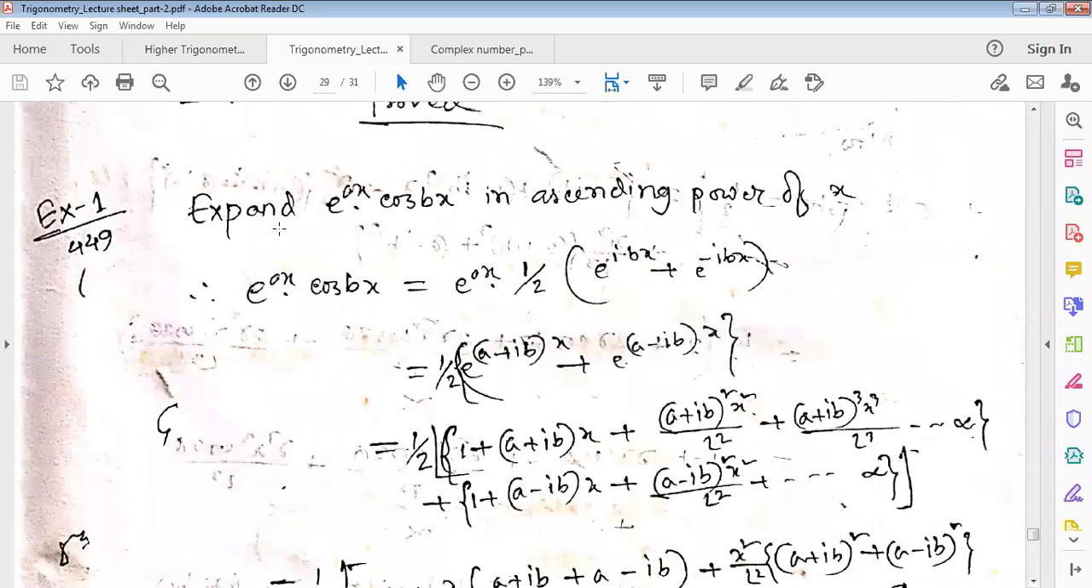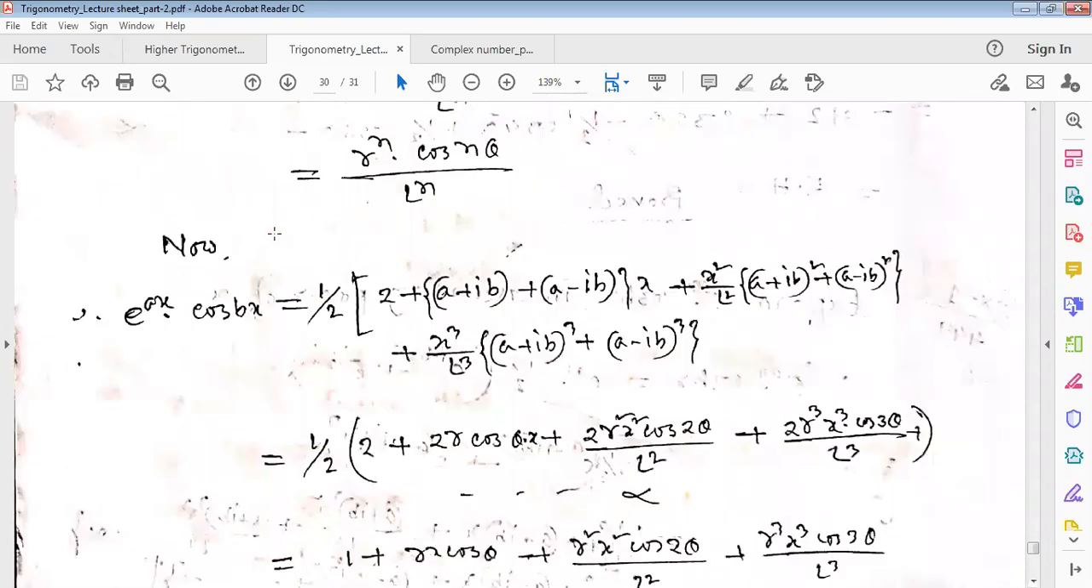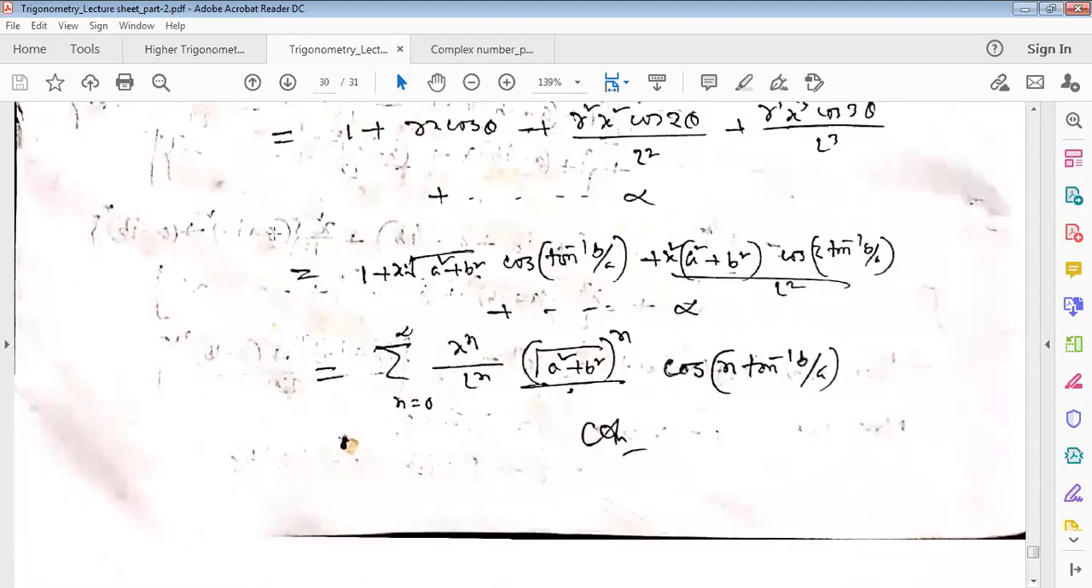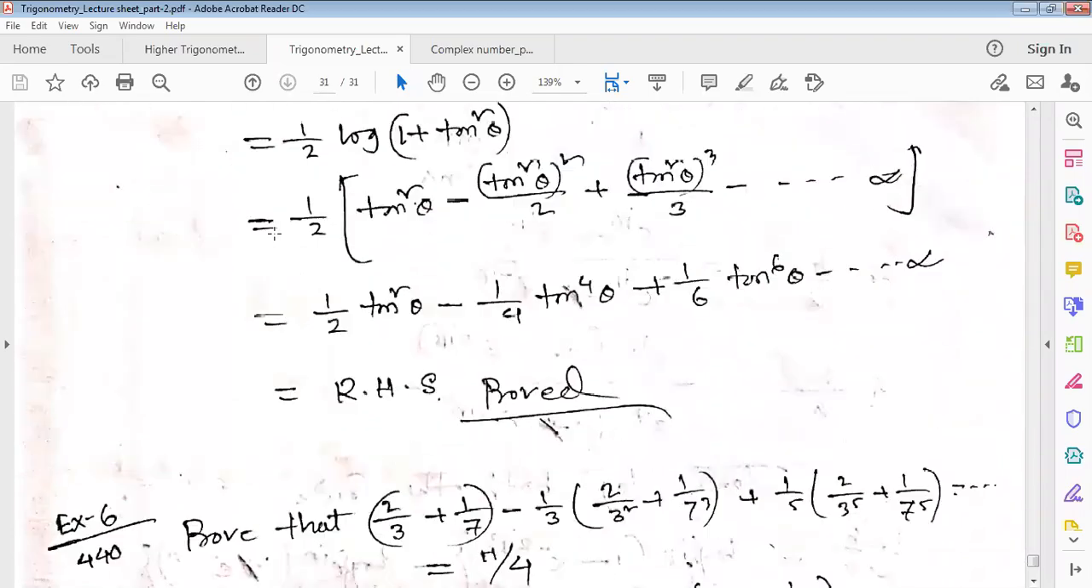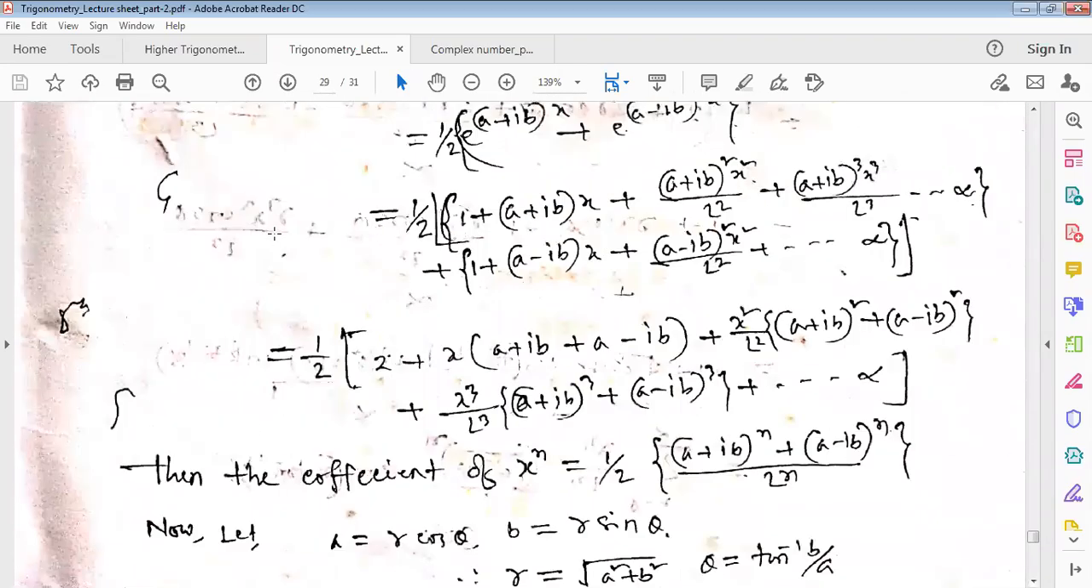Now another important formula. Wait 5 minutes only. No problem. I will. No problem. Only 2 minutes. Give me 2 minutes only. Just this is the last one. Last one for this class.